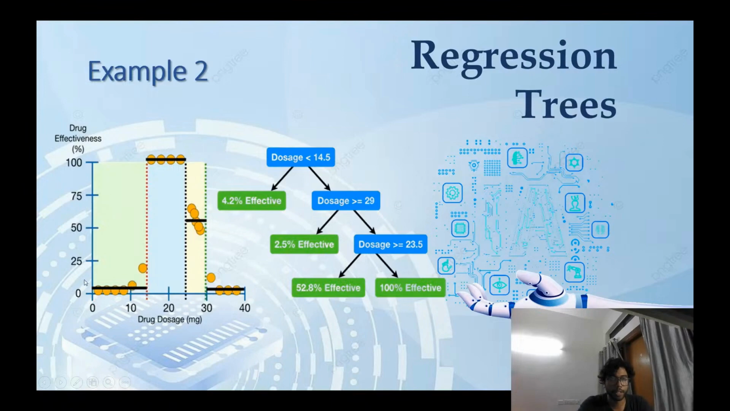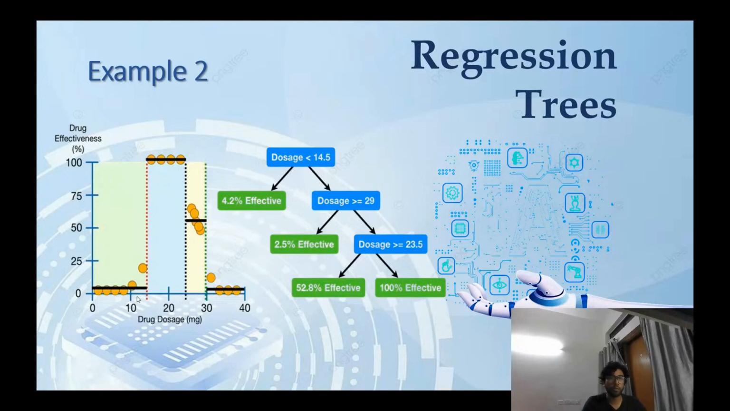On the y-axis, you have effectiveness. If you give, let's say, a 20 milligram dosage, the drug is 100% effective. Whereas if you give a very high dosage, your drug will not work effectively. So for low dosage and for very high dosage, the drug is not working well, but for medium dosage, the drug is working well.